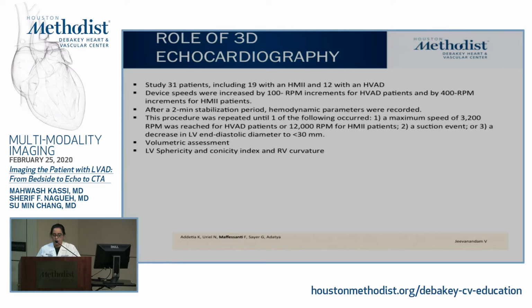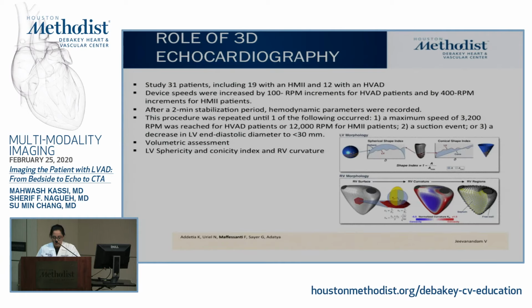They did volumetric assessments, measured LV sphericity and conicity, and looked at RV curvature as well. I'm not going to go over the details of how they measure sphericity and conicity, but it's an algorithm where they make a mesh and compare it to a control sphere and a control helix, and then see what the sphericity and conicity index is.